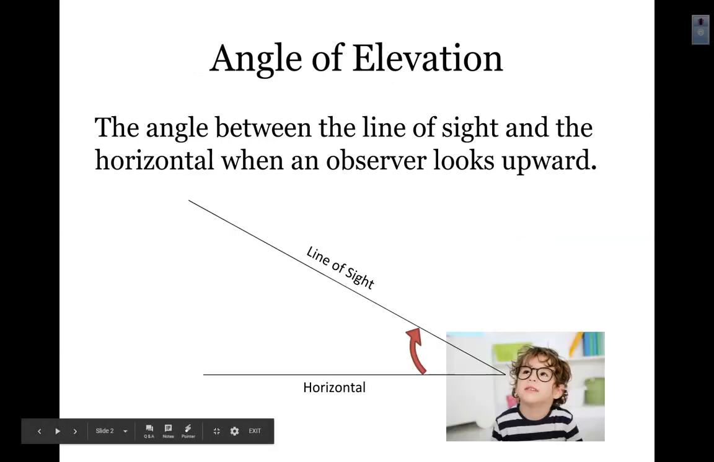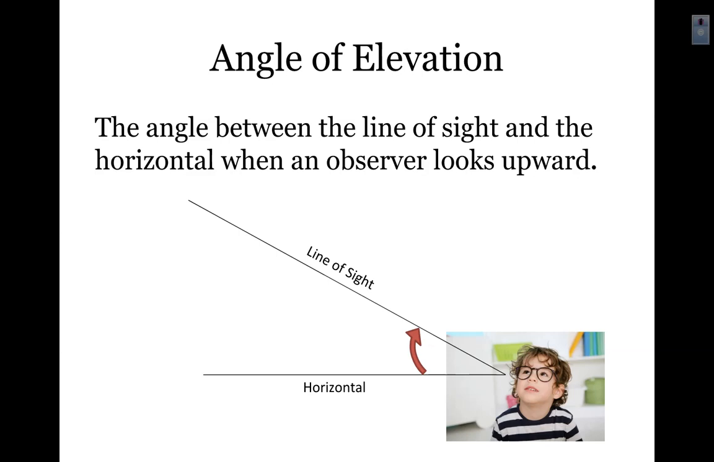Now, first of all, we're looking at the angles of elevation. Angle of elevation is the angle between the line of sight and the horizontal when an observer looks upward. Everything has to do with the horizontal. You're always going to look out in the horizontal first. Think of it this way: you're looking straight ahead, and then you're going to look up at something. That, from your eyes to whatever you're looking at, is called the line of sight.